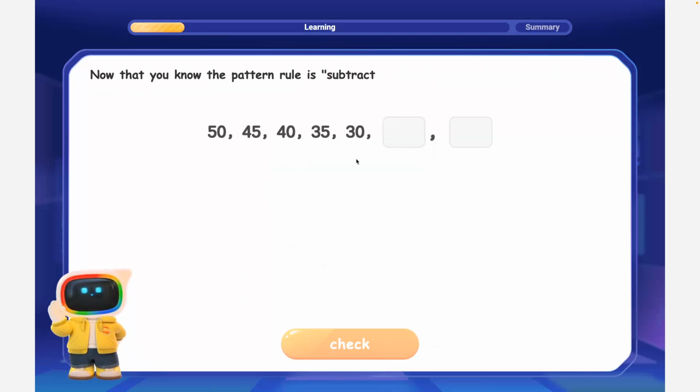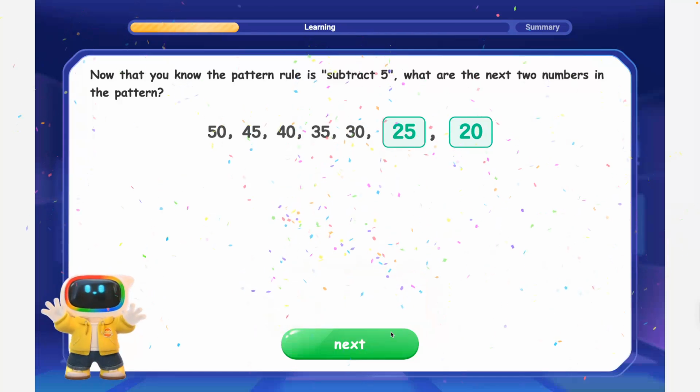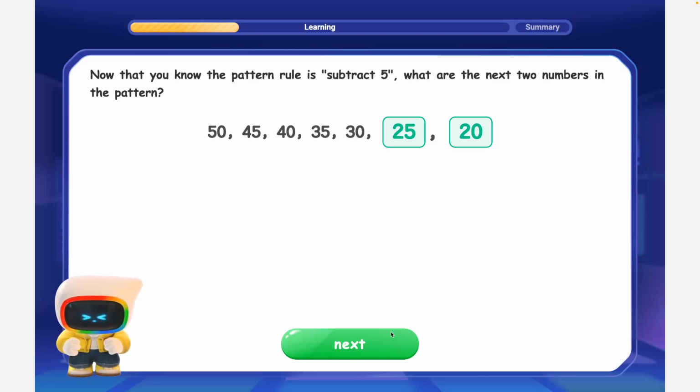Now that you know the pattern rule is subtract 5, what are the next two numbers in the pattern? Great job! Since the rule is subtract 5, the next numbers in the pattern are 30 minus 5 is equal to 25 and 25 minus 5 is equal to 20.